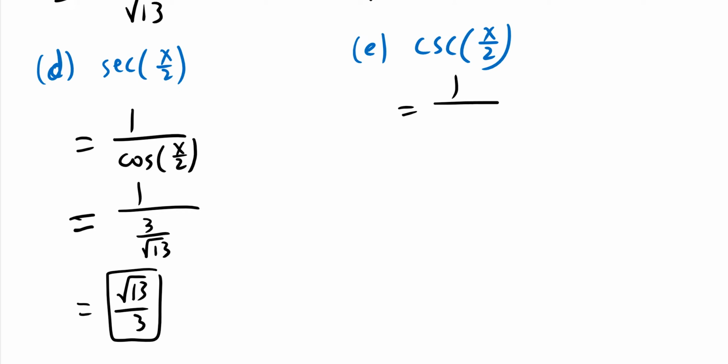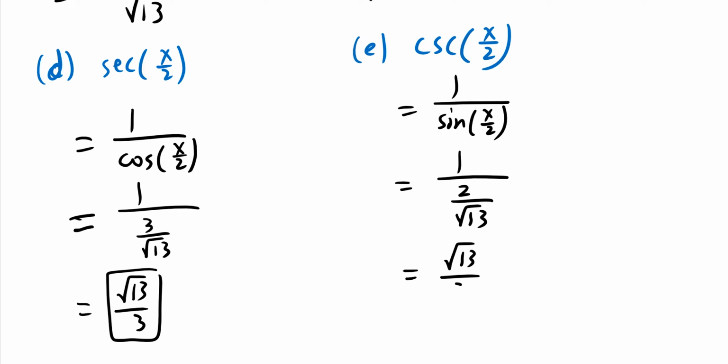This one is 1 over sine x over 2. So 1 over 2 over square root of 13. So that gives us square root of 13 over 2.